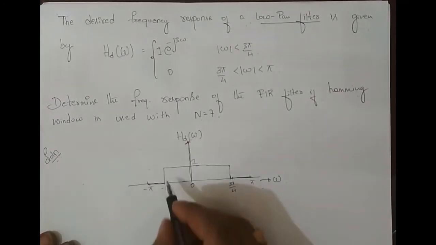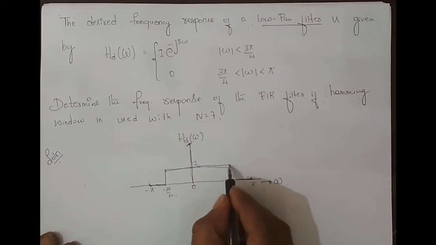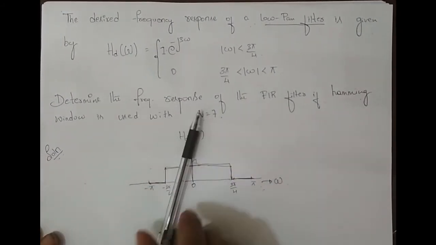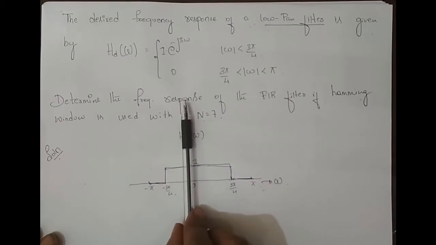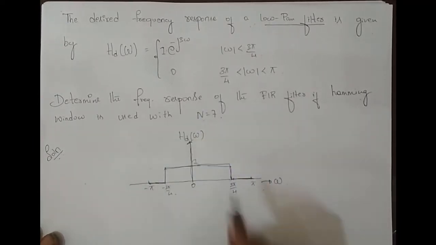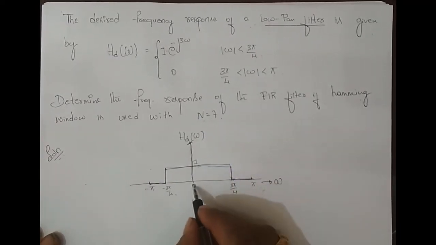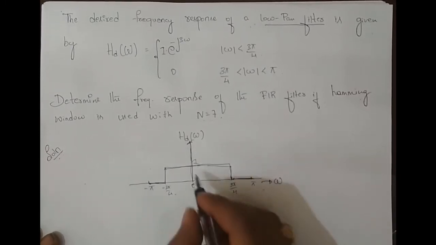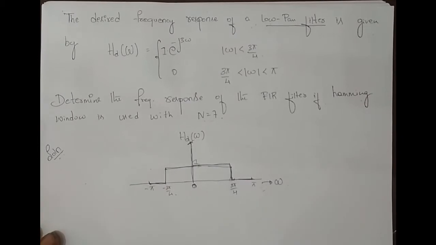So it might feel like it is a band pass filter, but you have to ignore the negative frequencies. If you consider only the positive frequencies, it's a low pass filter. It passes the frequencies starting from 0 up to the normalized frequency of 3 pi by 4.